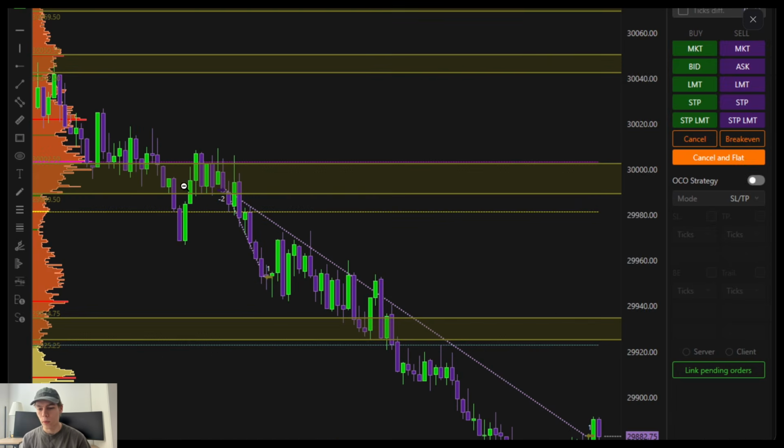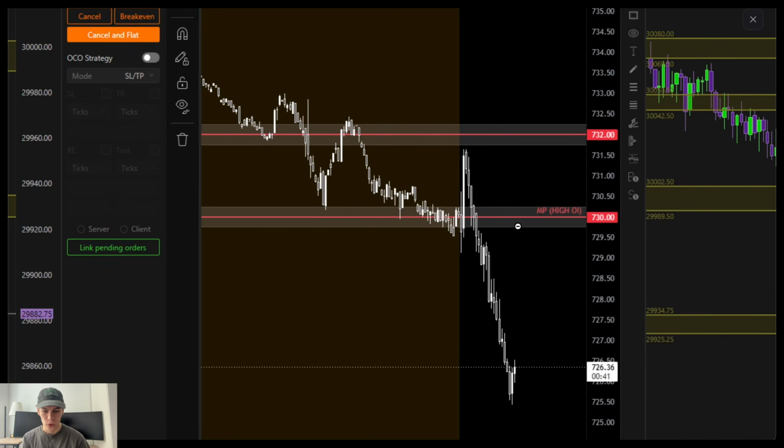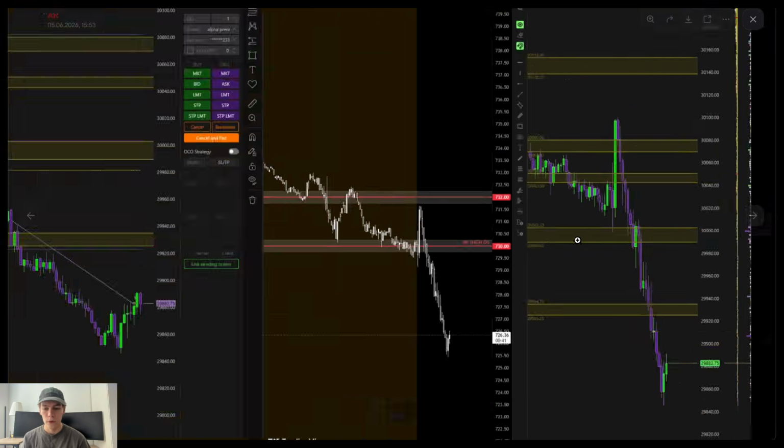So here we broke this 30,000 level, which is roughly 29.50 on QQQ, and came back to that POC right here. That was my sign to enter that trade. So here's the QQQ chart again. Here are my zones from volume profile.